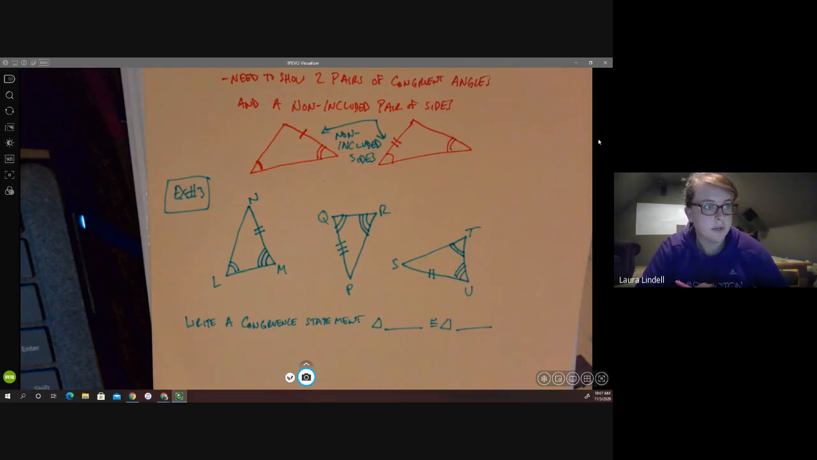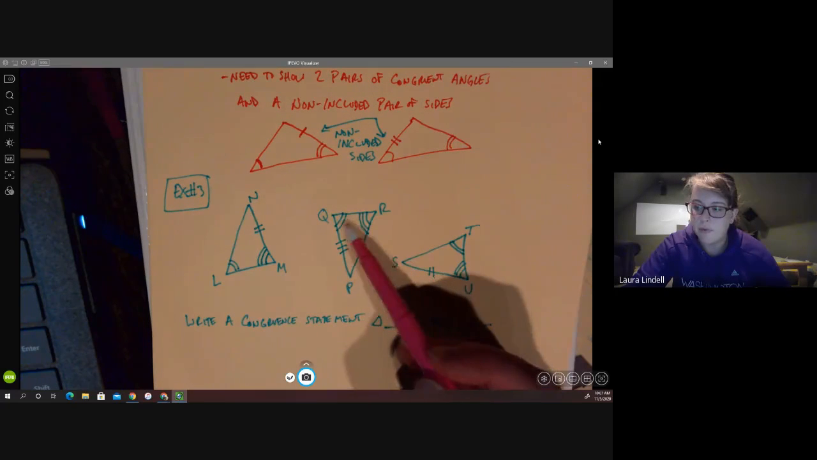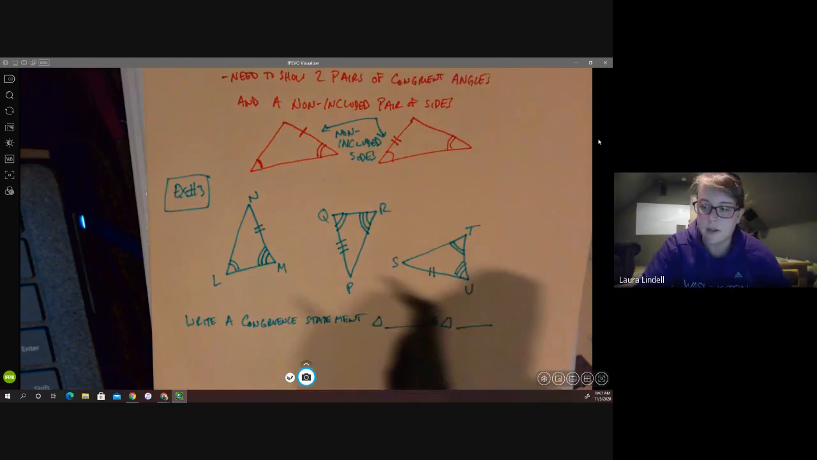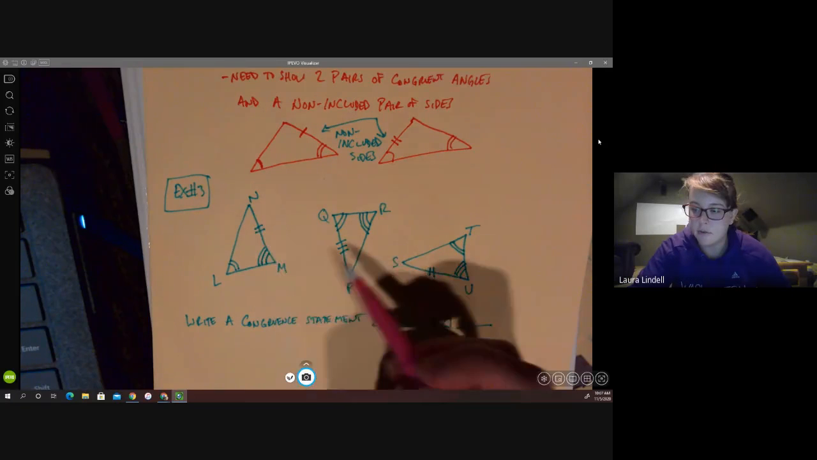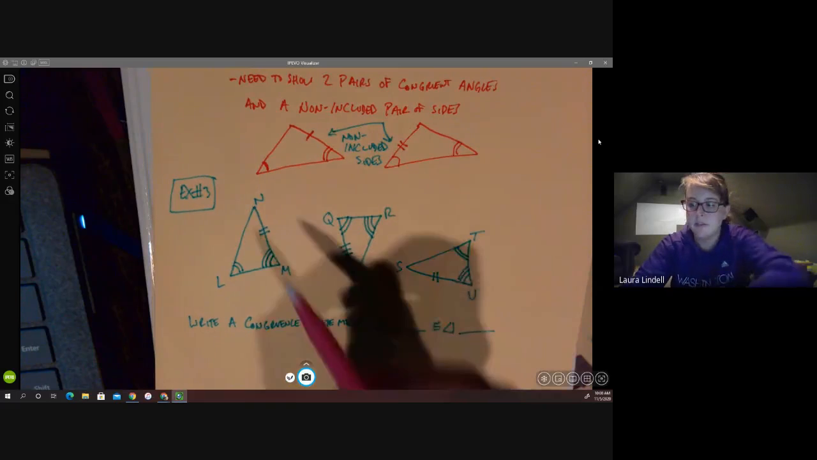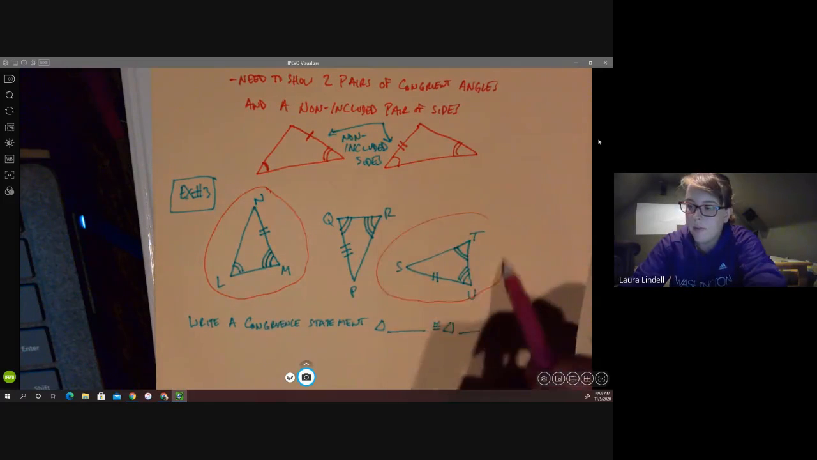So looking at this picture, we notice we have an angle with 2 and an angle with 3, an angle with 2 and an angle with 3, an angle with 2 and an angle with 3. So far, so good. Now we just have to narrow it down by the sides. This one has 2, this one has 3, and this one has 2. So that means we're going to pick this one and this one.